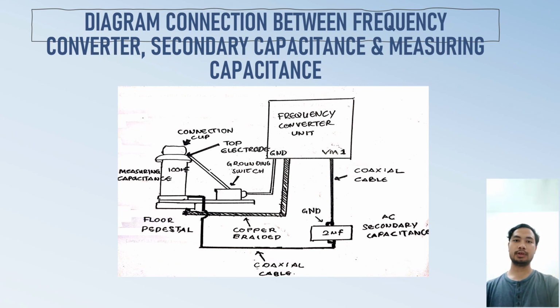The grounding system of the floor pedestal attached with the measuring capacitance must connect to the ground point at the frequency converter. And lastly, make sure the grounds of the frequency converter, floor pedestal and measuring capacitance are attached together as the termination ground, to let the charge flow to the ground. I think that's all from us.